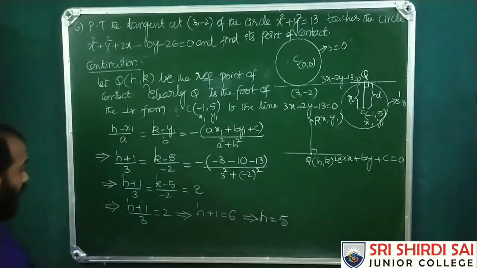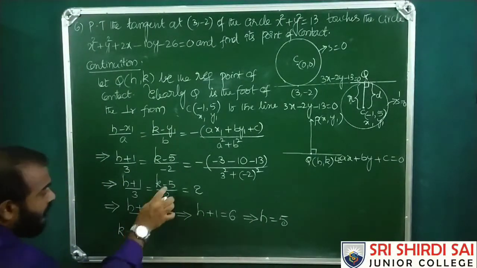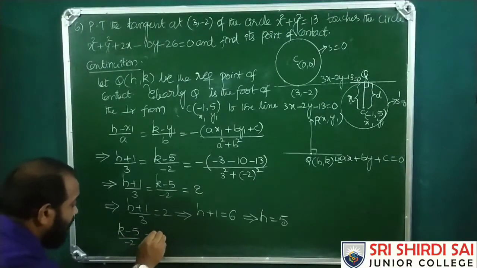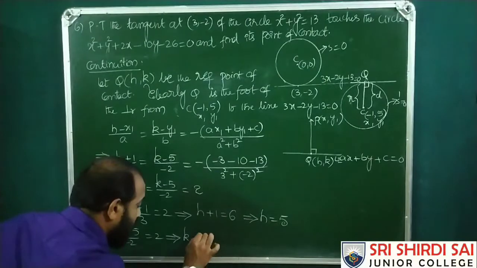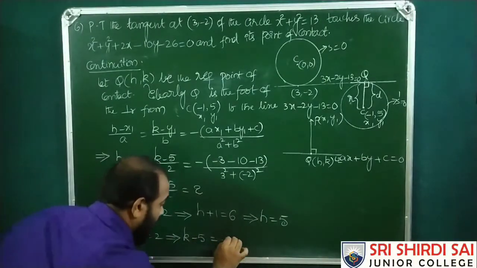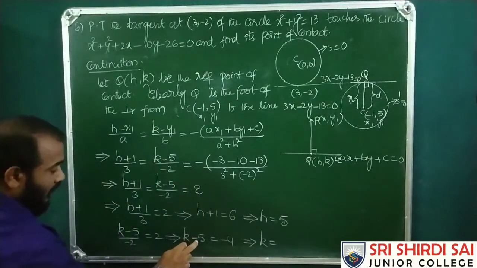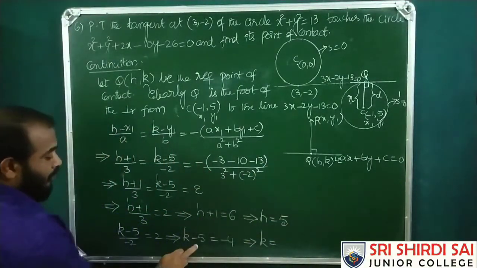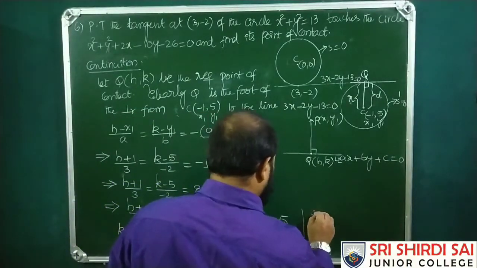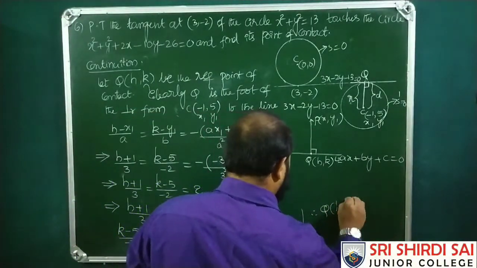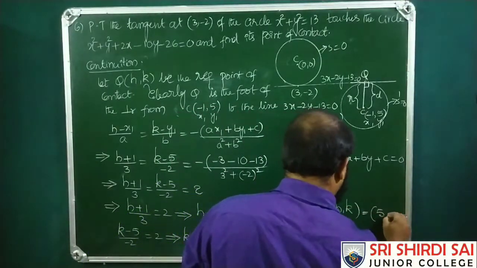Similarly, (k - 5)/(-2) = 2. So k - 5 = -4, and k = 5 - 4 = 1. Therefore, Q(h, k), the point of contact, is (5, 1).